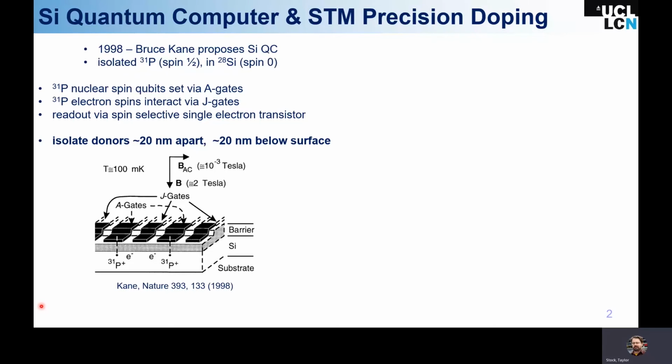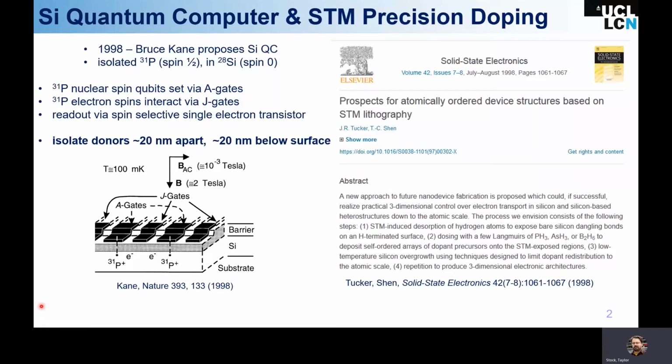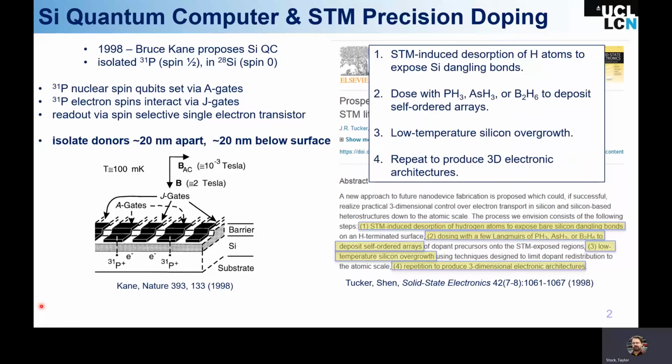But the same year, a somewhat lesser known paper came out from Tucker and Shen, which proposed a method by which one might actually go about doing this type of precise doping in silicon. The proposal sought to exploit the recently discovered ability to desorb hydrogen from a silicon surface using an STM tip. The proposal was that you could use this technique to fabricate a hydrogen mask on the silicon surface, which would then let you selectively react dopant precursor molecules with the silicon, providing precision doping. You would then overgrow this with silicon and repeat, and potentially build a structure like what Kane had proposed.